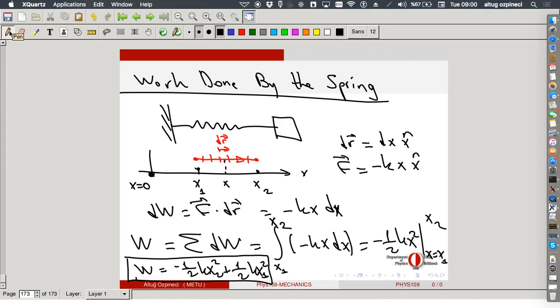Of course, this relation is valid even if this is just a sketch. This expression would be valid, let's say, if x1 is on the other side, or even if x2 is on the other side. Still, whatever the values of x1 and x2 are, this relation will still be valid.